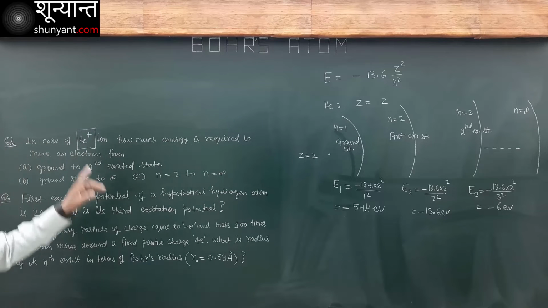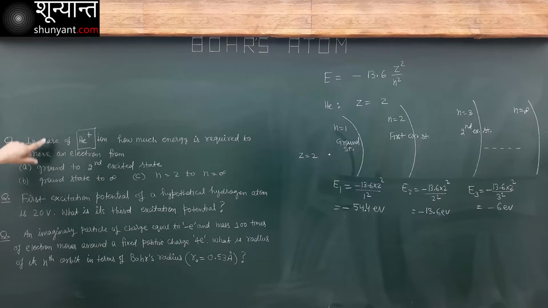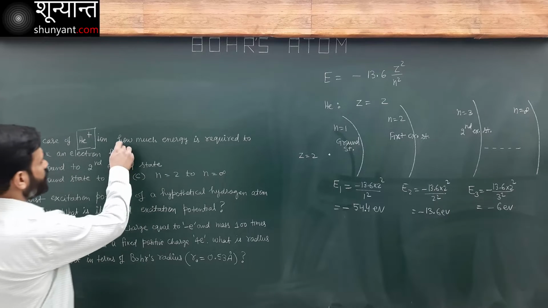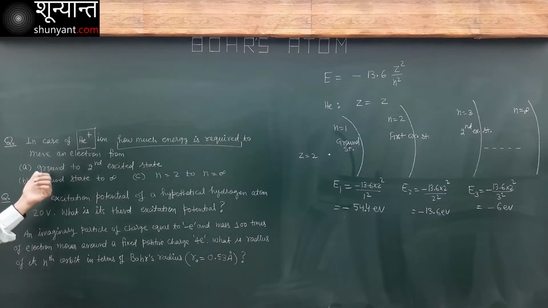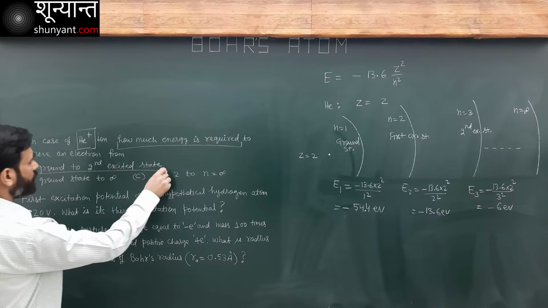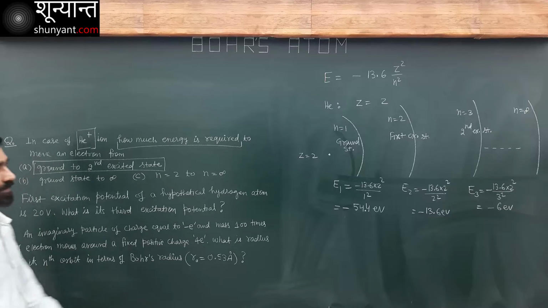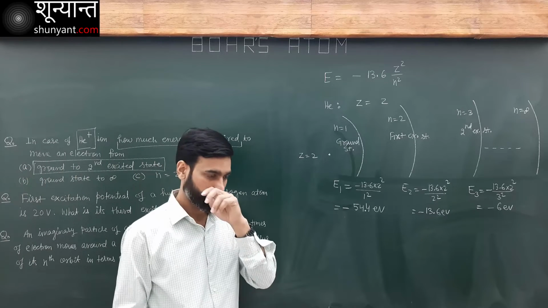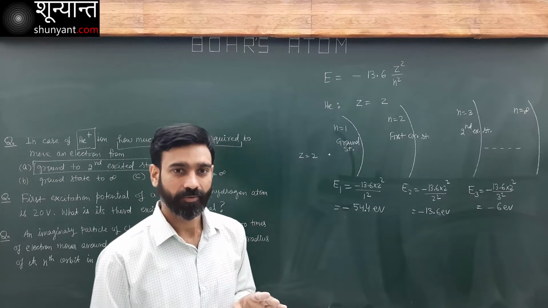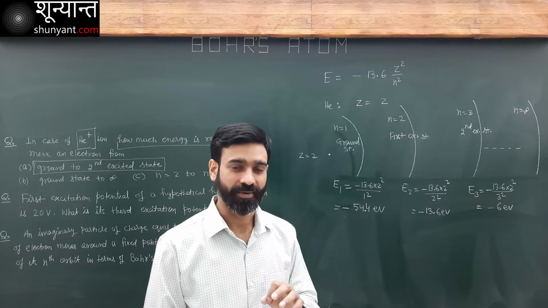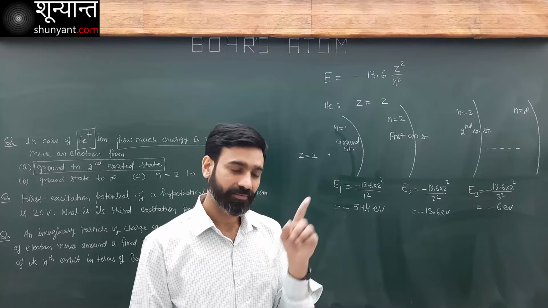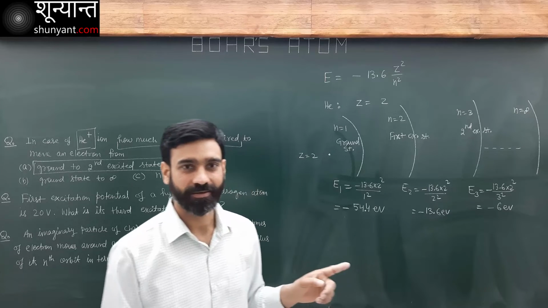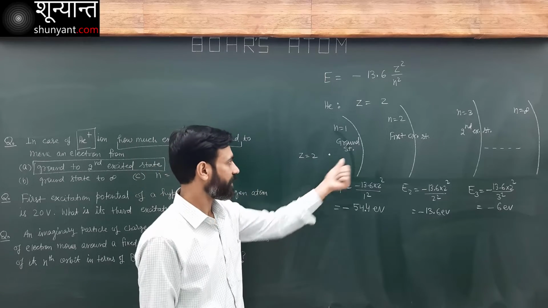What I want to find is the energy required. How much energy is required? Let's understand the problem first: from ground to second excited state. That means my atom is in the ground state. What is the meaning of this statement? That the electron is in the ground state, first state. My electron is here.